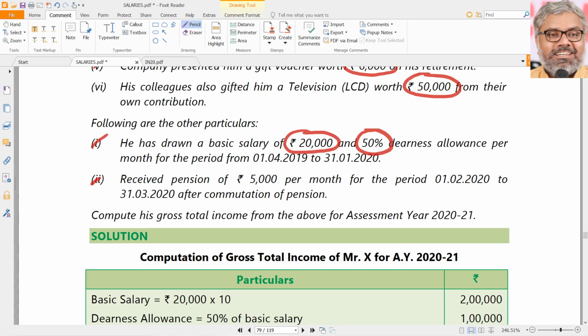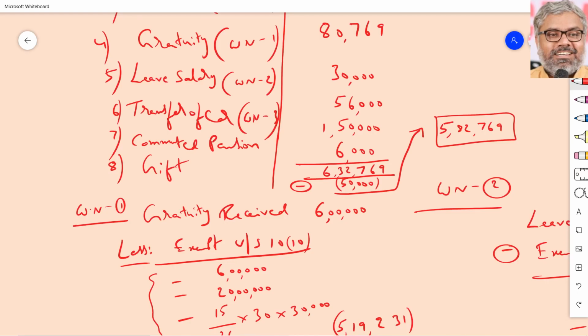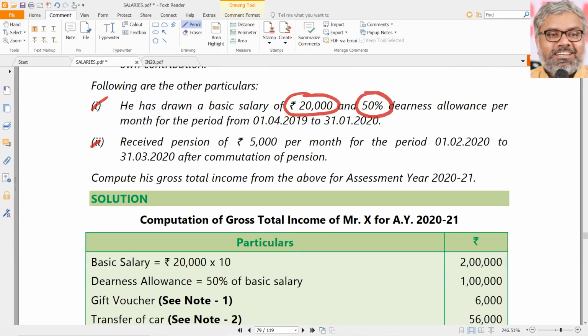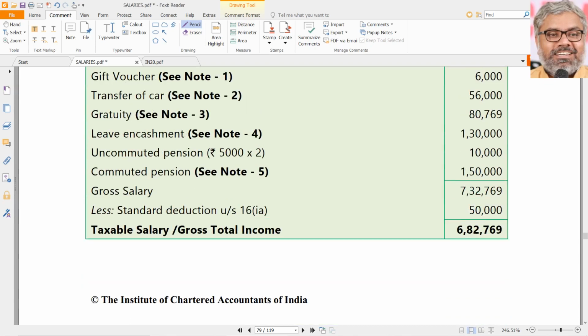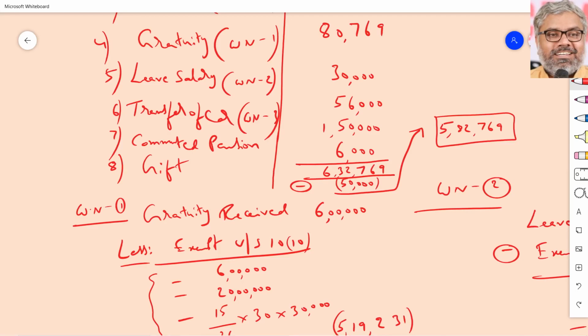Any gift up to 50,000 rupees is not taxable if it is received from anybody. If it is received from relatives, whatever the amount may be, it is not taxable. But if it is received from non-relatives, any gift not exceeding 50,000 will not be taxable. So this is not exceeding 50,000, so nothing is taxable. So naturally, the gross total income of the assessee will also be the same, that is 5,82,769. And what was the assumption here for us?